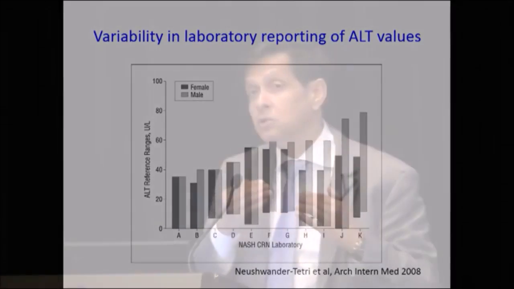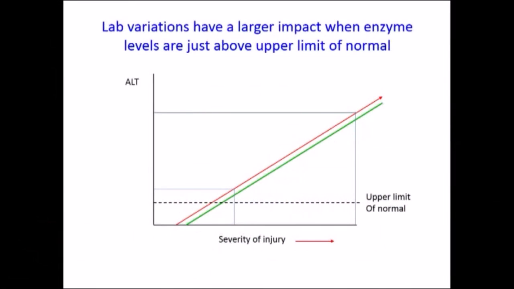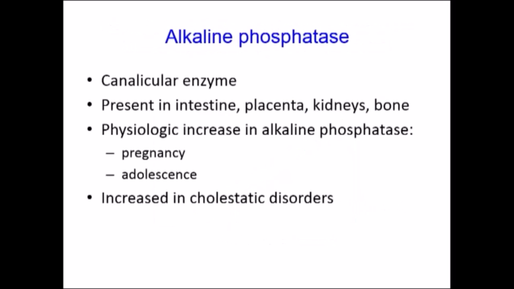But if you think about somebody who's got normal, and a liver enzyme of 35 or 40, a difference of 10 may make a difference in terms of whether you call it normal or abnormal. So you need to be aware of what the normal for your lab is. And this is what I was saying, that the impact of this laboratory variability is greatest when you have low levels of liver enzymes, not when you have high levels of liver enzyme.